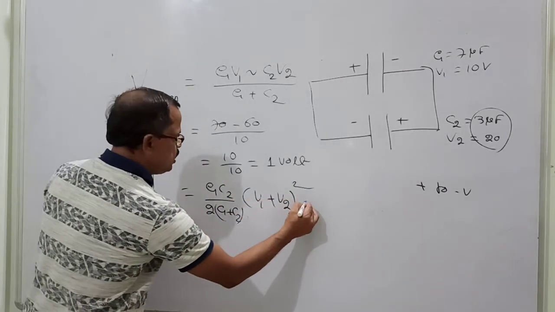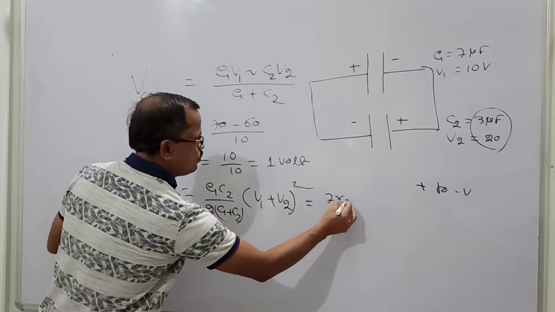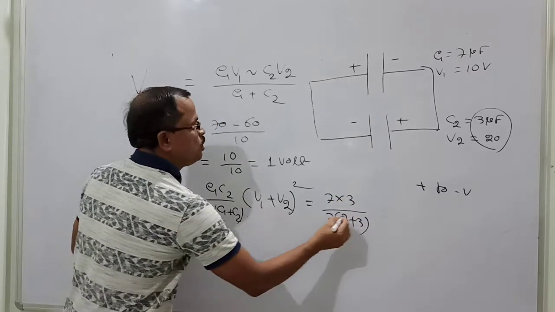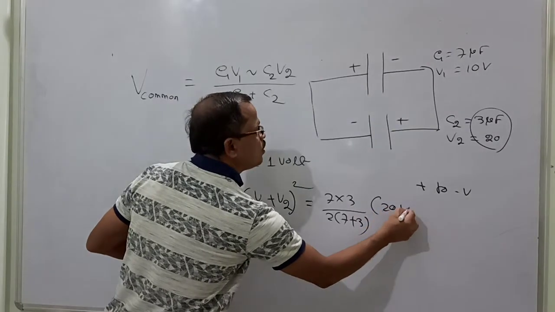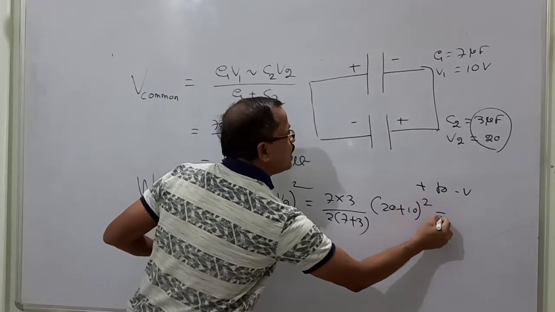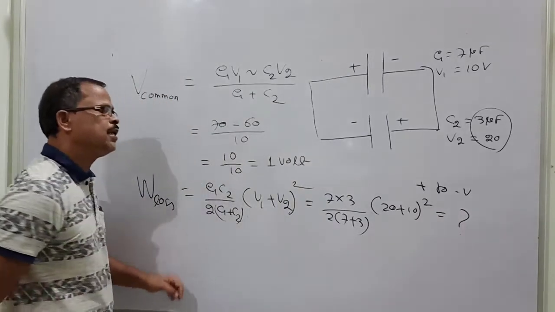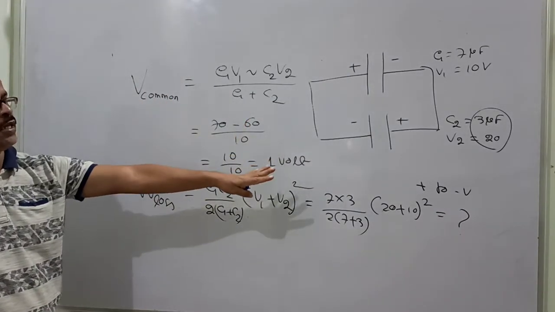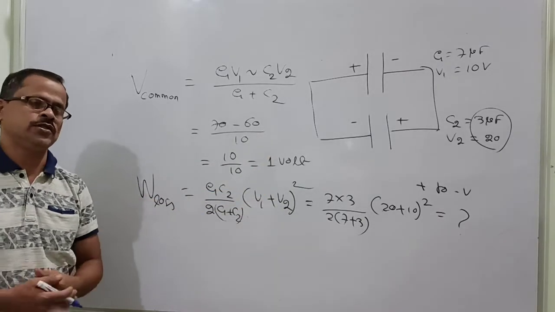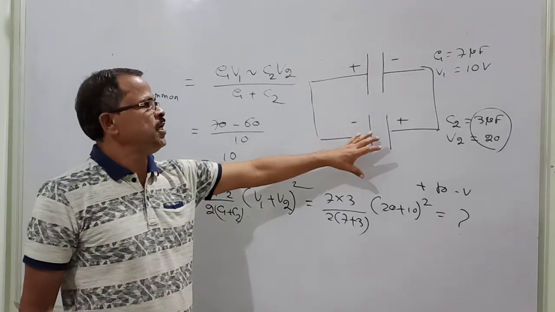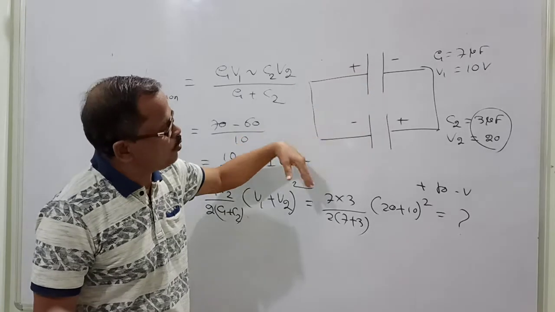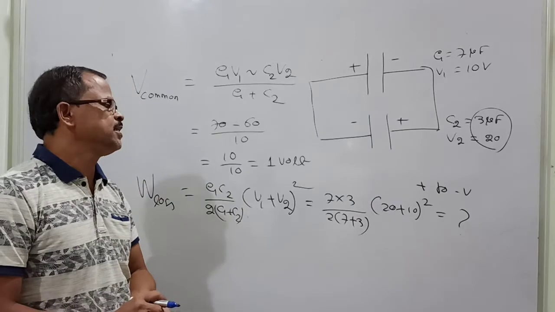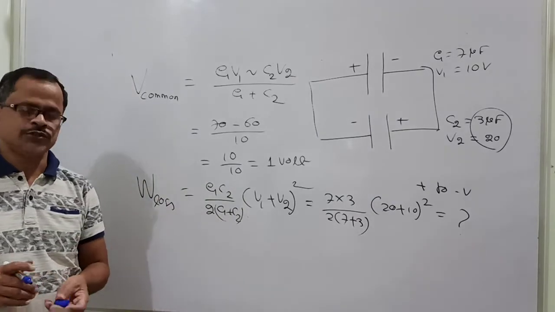By this process, it will be 7 into 3 divided by twice of (7 plus 3), times (V1 plus V2), which is (20 plus 10) squared, and this is the amount of energy loss you can calculate. You will find that in this process maximum energy will be lost, because first one plate will be neutralized, then the charge will share till their potentials become the same. That is the concept here. Okay, this is question number 4.